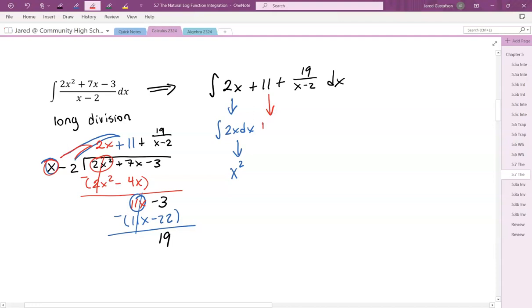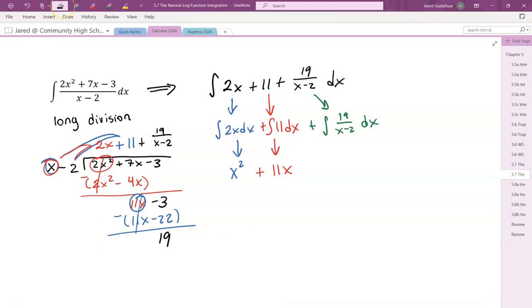How do we integrate 11 dx? That is 11x. How do we integrate 19 over x minus 2 dx? You might be able to see this without writing a lot of extra steps, but if you're like, ooh, this looks a little tricky, I'm going to tell you, use a little u substitution here.